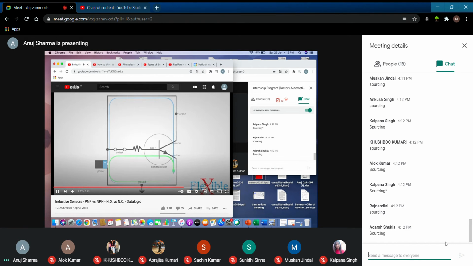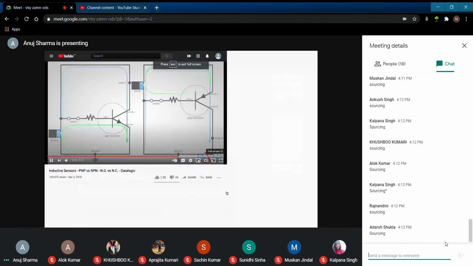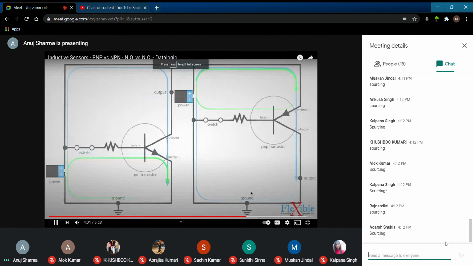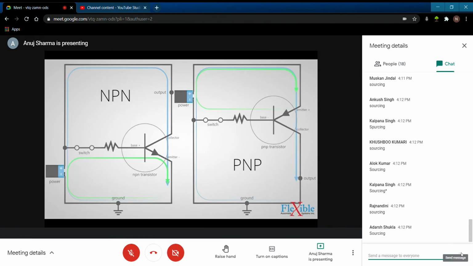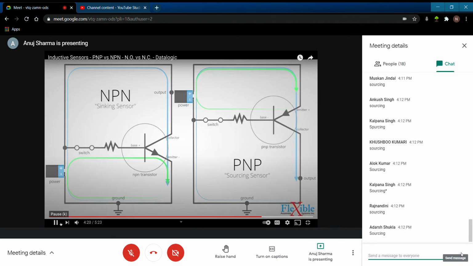Same circuit, the PNP. Although less common than NPN, they function similarly. The difference is that in a PNP circuit, current flows out of the base to turn the transistor on, compared to the NPN circuit, where current flows in. That is why PNP is called a sourcing sensor, since they source positive power through the output. PNP sensors are sourcing sensors, NPN sensors are sinking sensors.